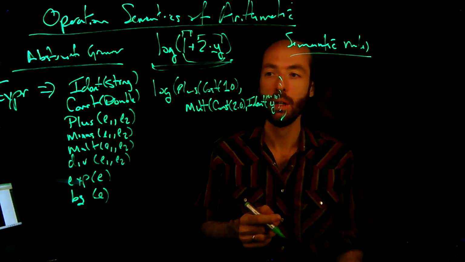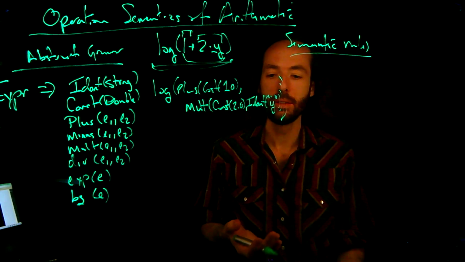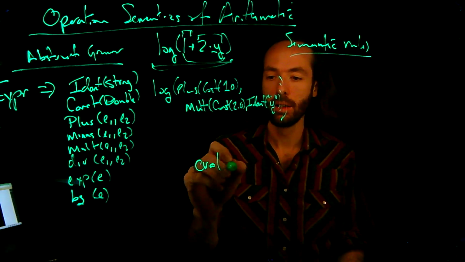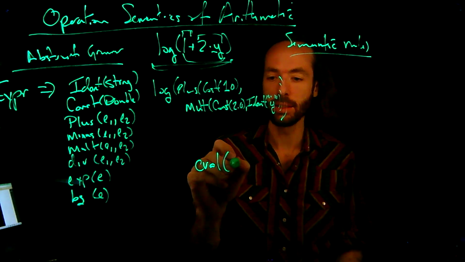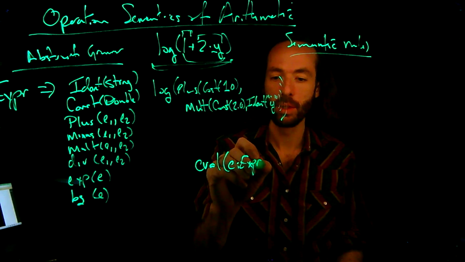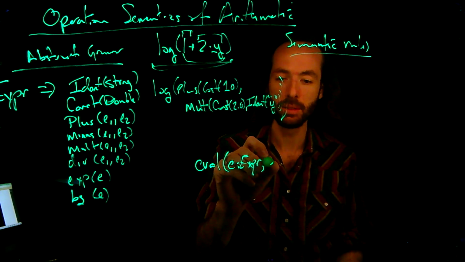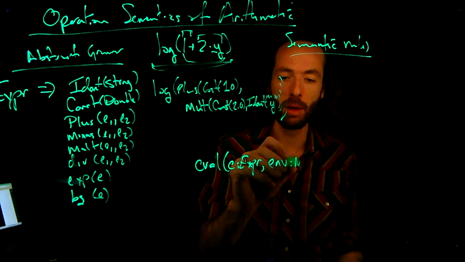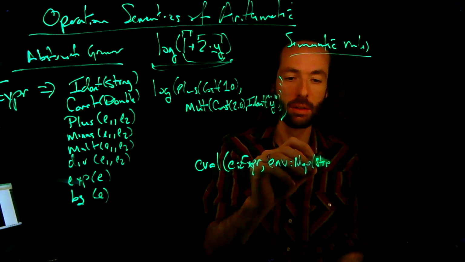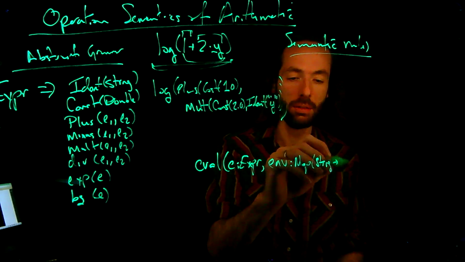So what is the evaluator, right? It's a function, right, eval. It's going to be a function that takes in an expression and what's called an environment. This is going to be a map of basically strings to doubles.